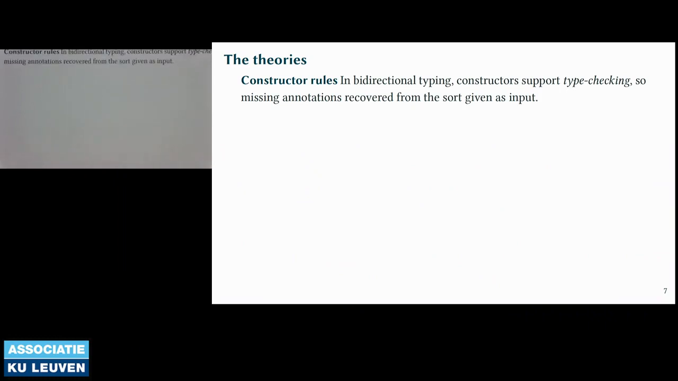Then we should also define the terms. But the thing that is special with bidirectional typing is that the way we recover the missing arguments very much depends on whether our term starts with a constructor or a destructor. So we're going to have two separate cases: the constructors and the destructors. Let's start with the constructors. In bidirectional typing, constructors support type checking. The idea is that you check the term against a sort, and the sort will be used to recover the annotations that are missing.